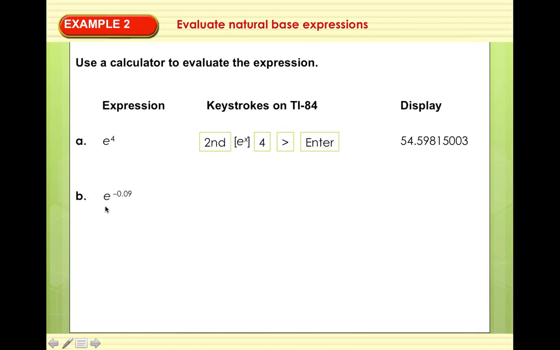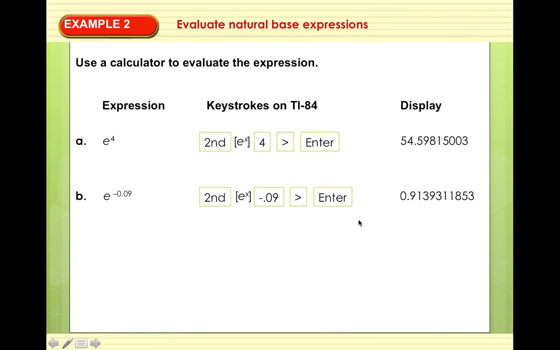If I want to know how much e to the negative 0.09 power is, again, I need to find the second button first. So I'm going to push on the second button, then push on my e to the x button, and then this is actually 4 different buttons here. Negative 0.09. All of that's going to get typed in before you hit the right arrow to move out of the exponent spot. And then you're ready to hit enter, and hopefully you get an answer that looks like this.